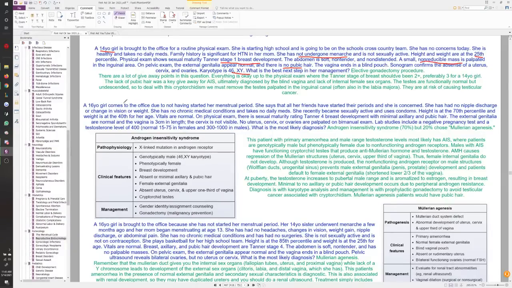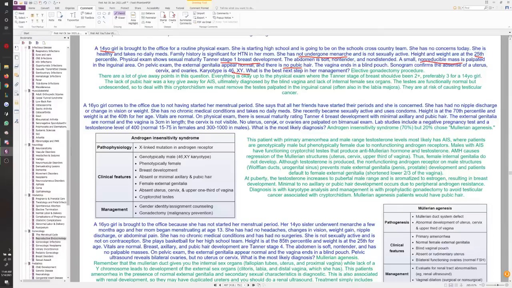A 16-year-old girl comes to the office due to not having started her menstrual period. She says that all her friends have started their periods and she is concerned. She has had no nipple discharge or change in vision or weight. She has no chronic medical conditions and takes no daily meds. She recently became sexually active and uses condoms. Height is at the 70th percentile and weight is at the 40th for her age. Vitals are normal. On physical exam, there is sexual maturity rating, Tanner stage 4 breast development, and with minimal axillary or pubic hair.